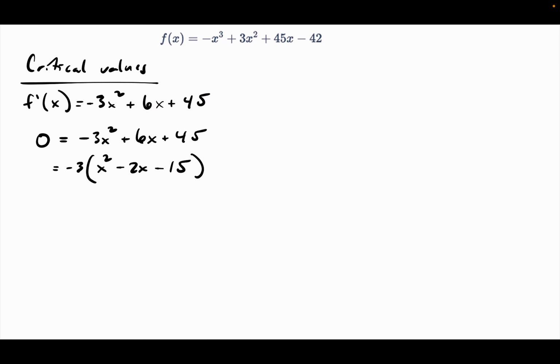Now you would do ABC. A equals 1, B equals negative 2, C equals negative 15. So the two numbers that multiply to be negative 15 and add to be negative 2: negative 5 and positive 3.